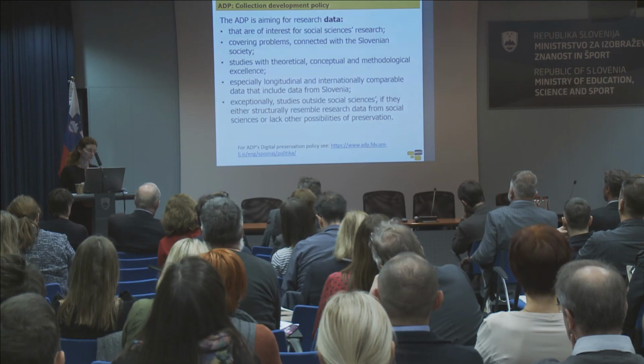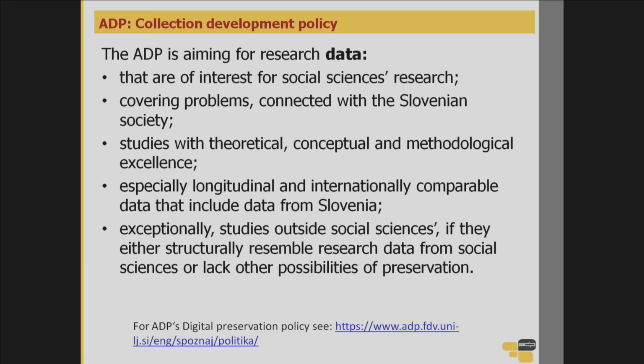These are some citations from our collection development policy. So what is our scope? ADP is aiming for research data. We are not accepting everything, but only data that are of interest for social sciences research, that cover problems connected with Slovenian society, studies with theoretical, conceptual, methodological excellence, especially longitudinal and internationally comparable data that include data from Slovenia. And we accept exceptionally studies outside social sciences if they are either structurally resembling research data from social sciences or they lack other possibilities of preservation. So this is our scope, what we are looking for.